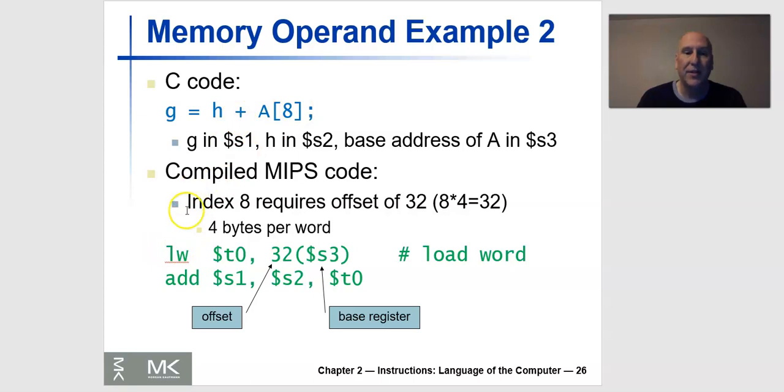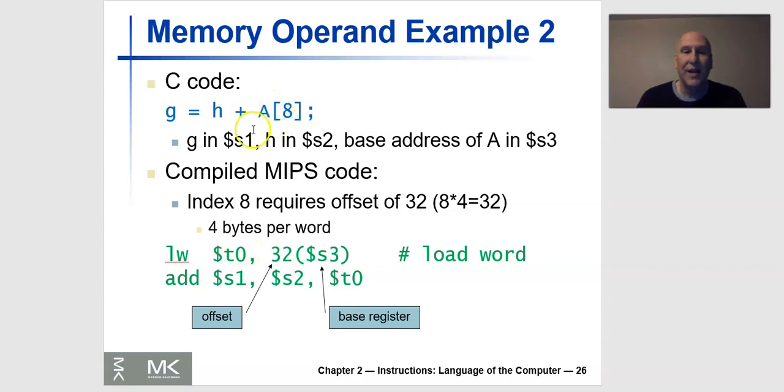So once again, it's on the right side, so there's a load word. We're going to put it into T0 since we're going to add it later. And then to get the proper element, we put S3, since that's the base address of the array, in parentheses. The index in C is 8. Multiply that by 4. That gives you 32. And so that means your load word is T0 and then 32 parentheses S3. So T0 gets the element that's at A bracket 8.